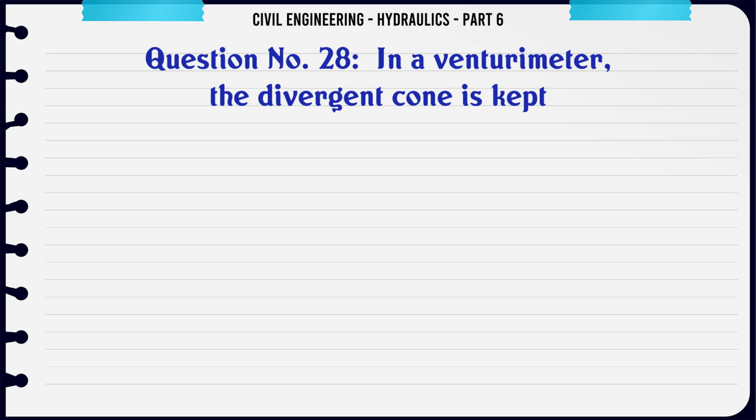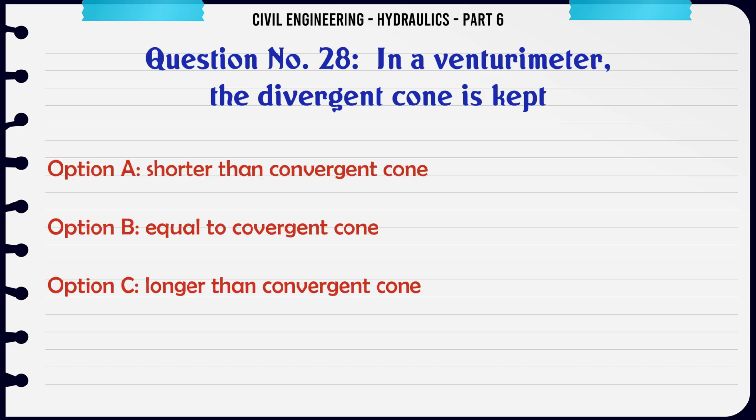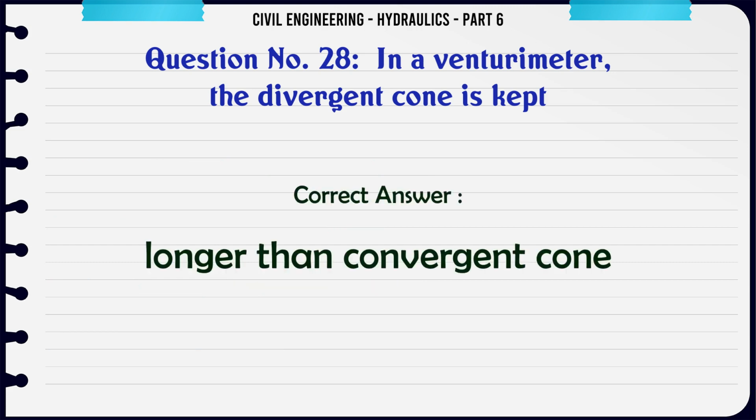In a venturimeter, the divergent cone is kept A. shorter than convergent cone, B. equal to convergent cone, C. longer than convergent cone, D. none of these. The correct answer is longer than convergent cone.